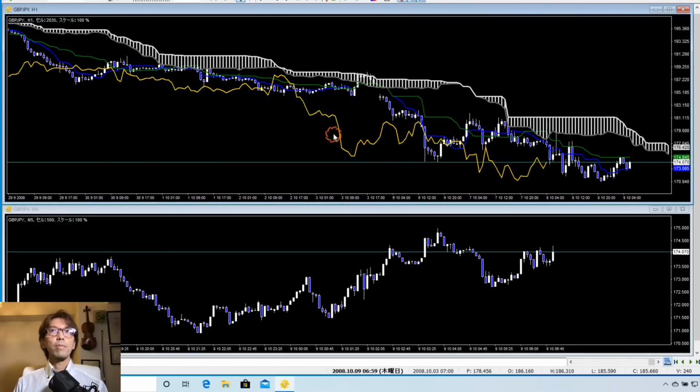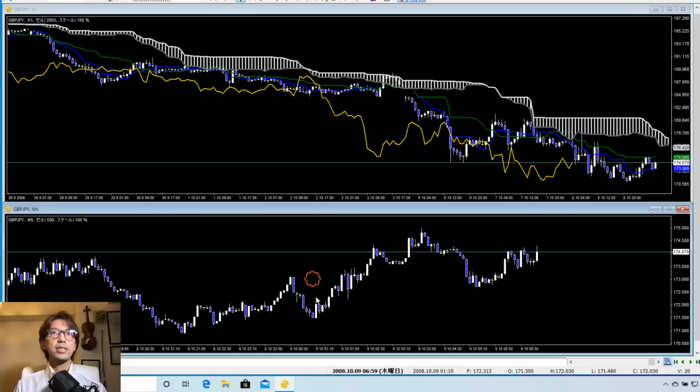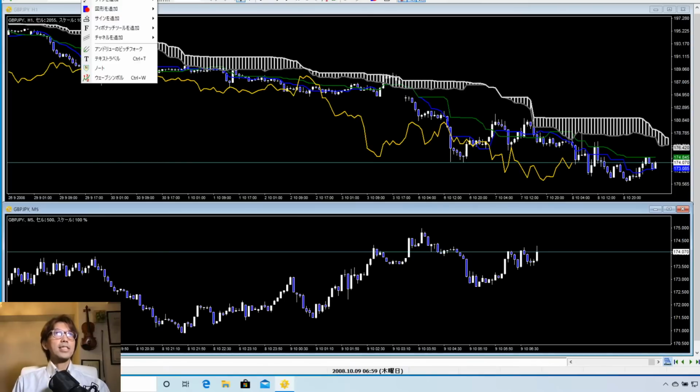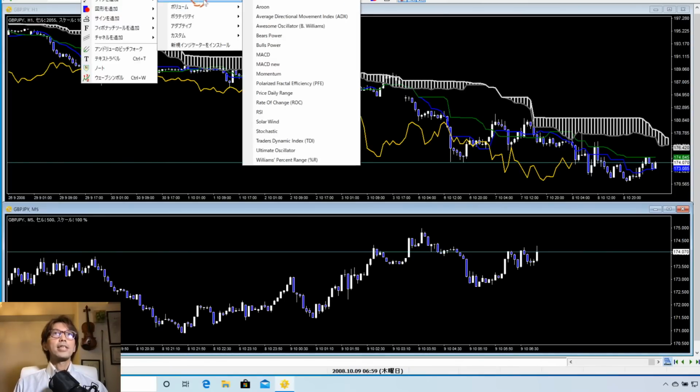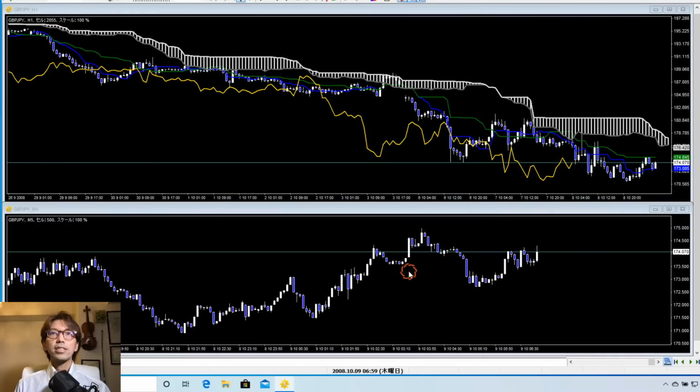Alright, so the upper one is the 1 hour chart with Ichimoku Kinko Hyo on it, and below, this is just a candlestick pattern, but I will put the stochastics. Let me pick the stochastics here to insert. Alright, there you go. My setting is 30, 10, 10: percent K 30, percent D 10, and slowing 10. This is my own setting, and it's been working for me. So I just applied it here.